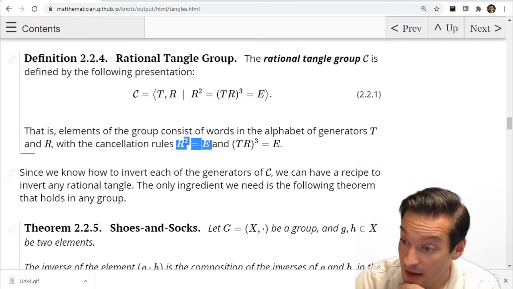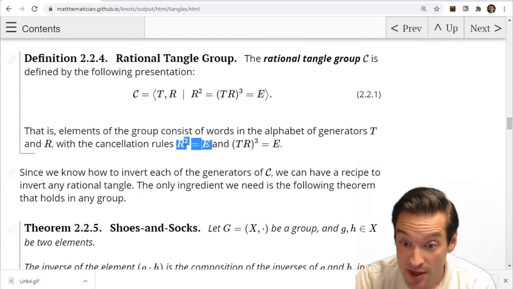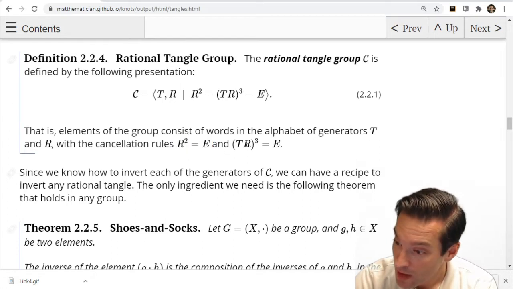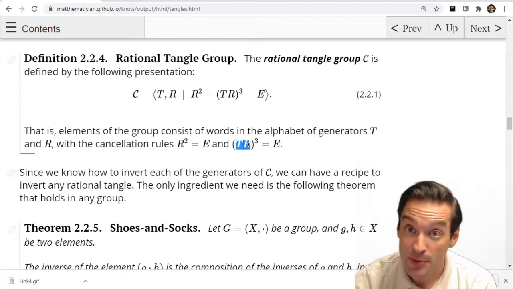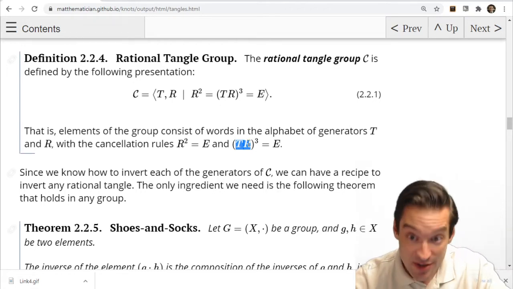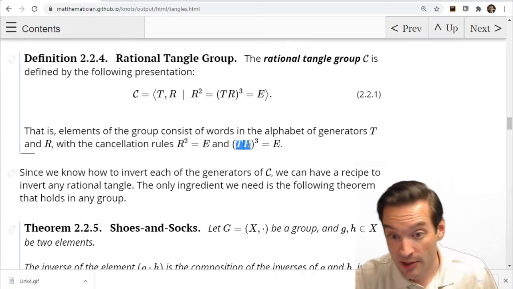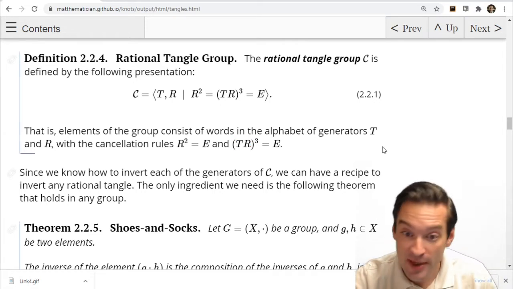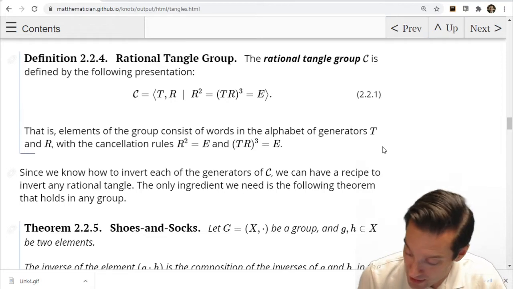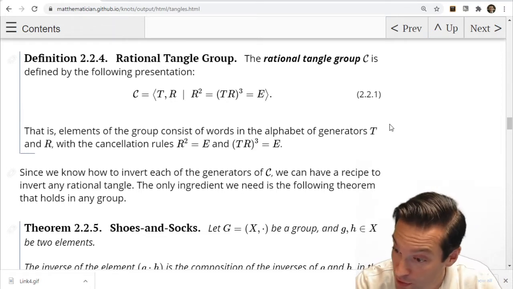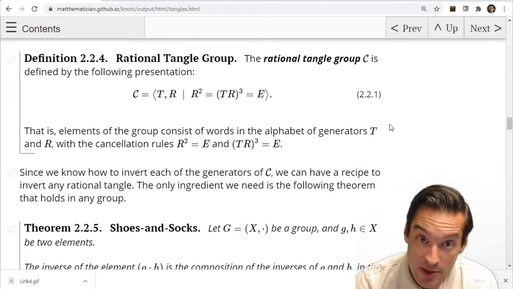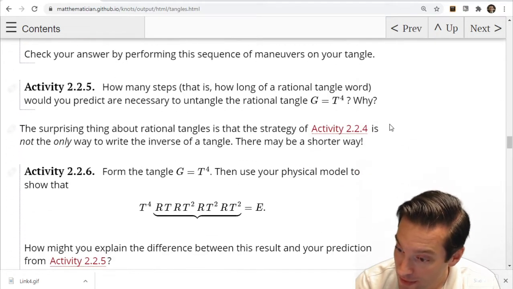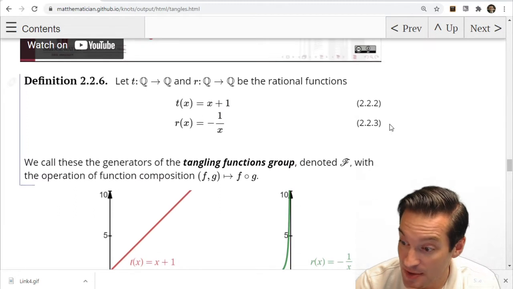R squared is the identity, right? Every rotation undoes itself if you just do it twice in succession. And also that TR, the combination of a twist followed by a rotation, if I do that thing 3 times, TR, TR, TR, those all cancel one another out and we get the identity, right? Those were the two cancellation rules that we discovered when we were trying to figure out how to undo rotations and undo twists. And so the secret here is we're going to find two functions, ordinary single variable functions, that behave in the same way under function composition.